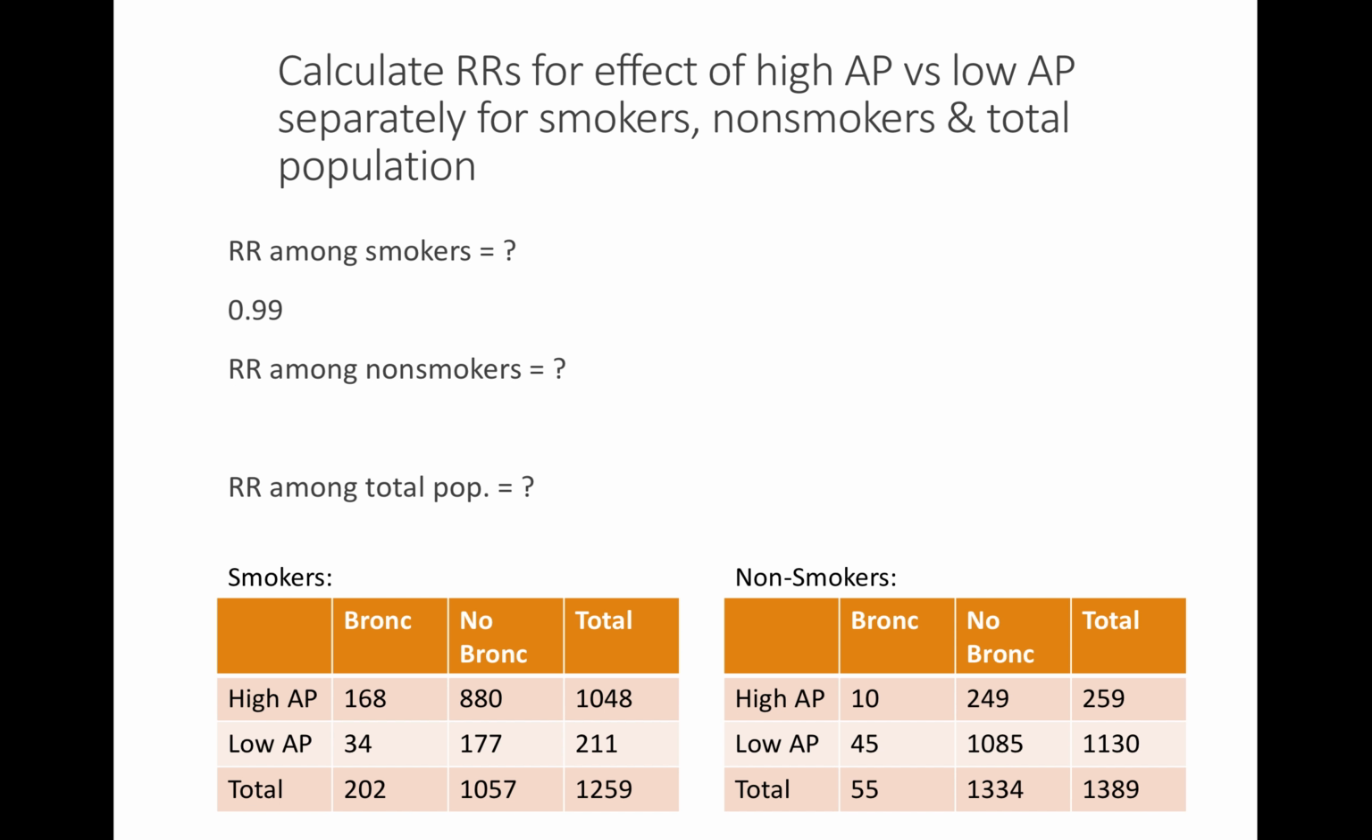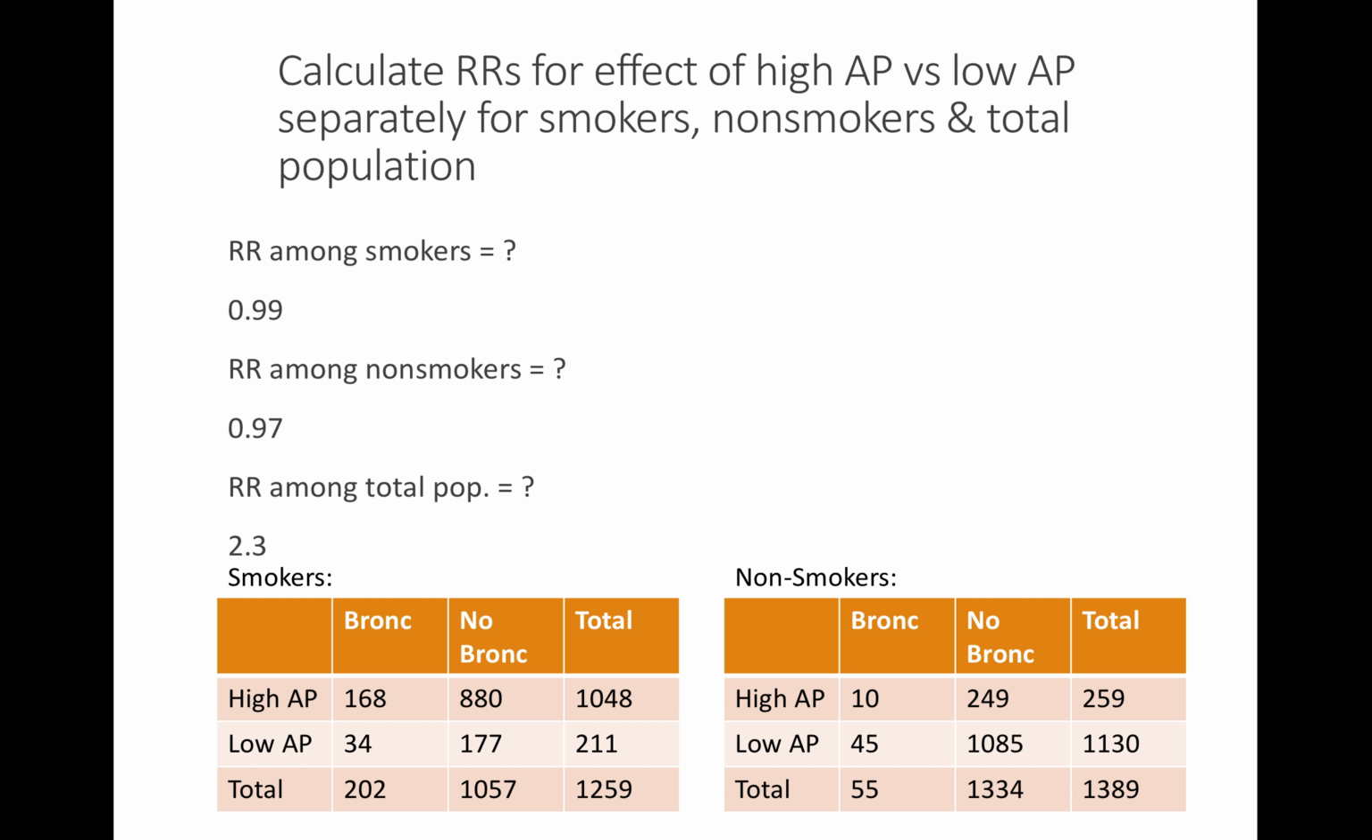While 0.99, yes, is less than 1, I really want you to see that the strength of this association is very, very weak, because the incidence rates are almost the same. It's the same thing for non-smokers. It's 0.97. Again, less than 1, but comparing those actual incidence rates, you see there's not much difference between them at all.